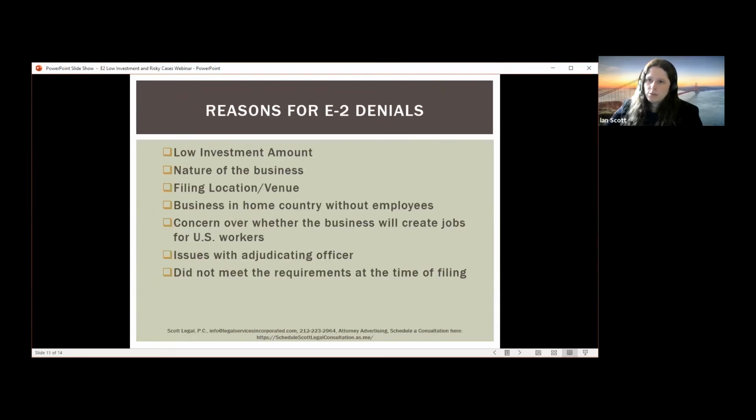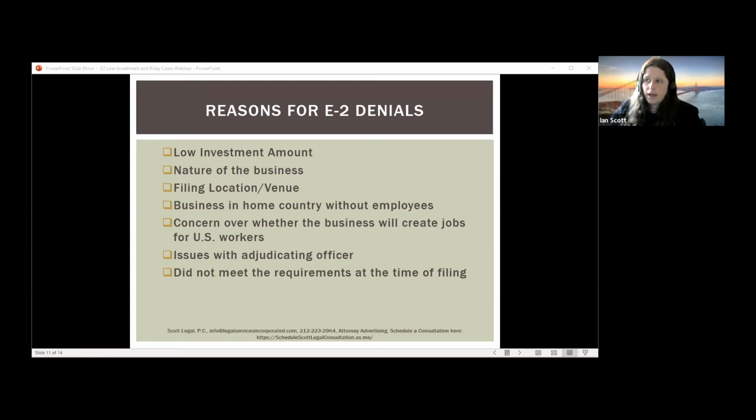So let's talk about some reasons for E-2 denials. You know, low investment amount is obviously one of them. As we discussed earlier in the presentation, there's many things you can do to try to fix this: make the other parts of the application as strong as possible, hire employees, have clients ready to go, or even start the operation to show you have the ability to take in revenue before you apply.